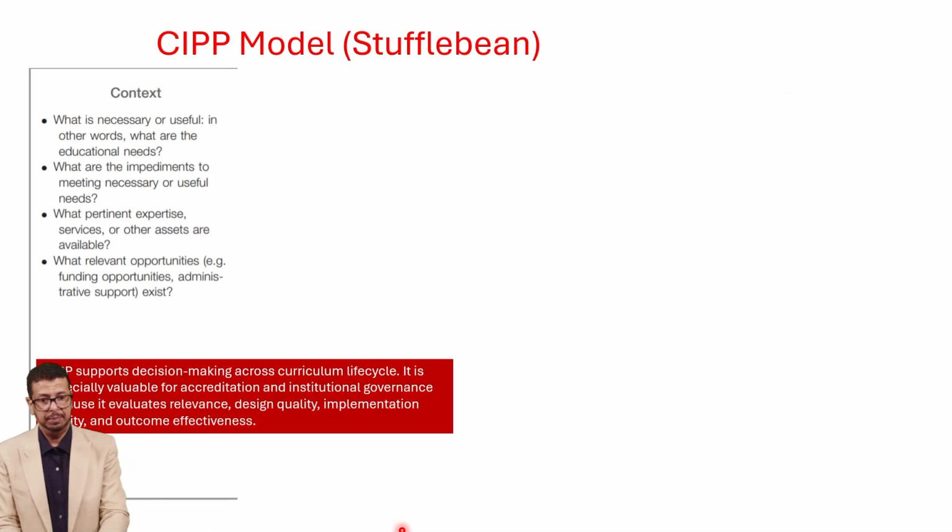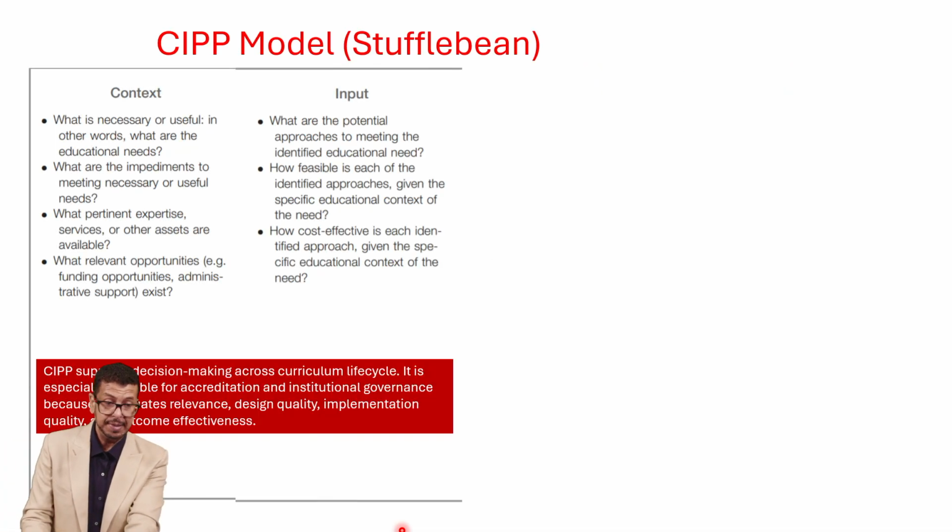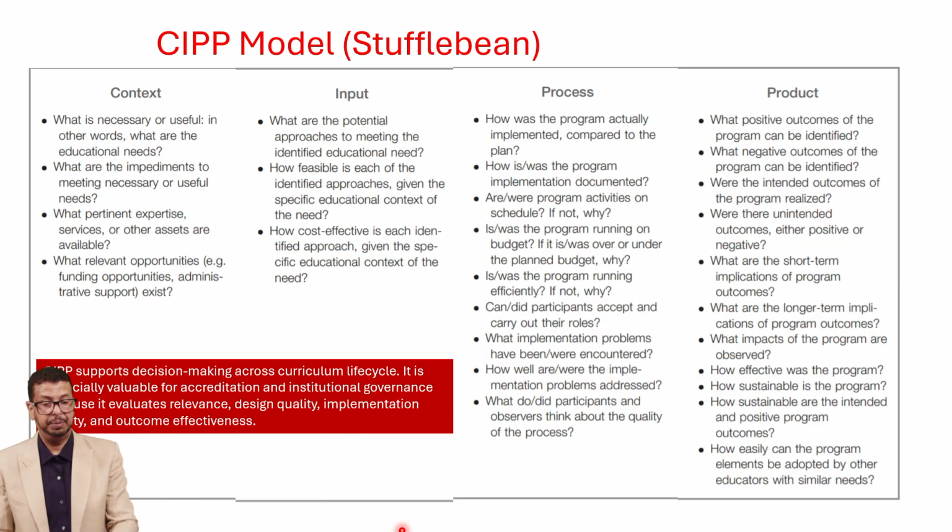What is the CIPP model? CIPP is for context, input, process, and product. And actually, the CIPP model supports decision making across the curriculum lifecycle. It is especially valuable for accreditation and institutional governance because it evaluates the relevancy, the design quality, the implementation quality, and outcome effectiveness. And as you can see here on the screen, for the context, we should answer this question.